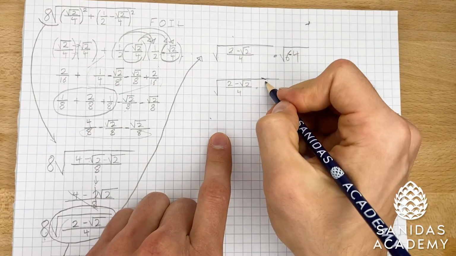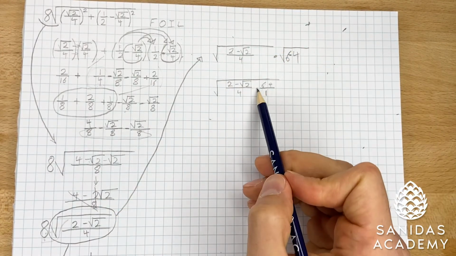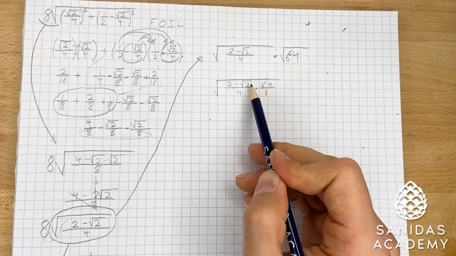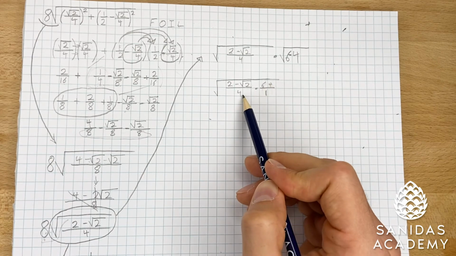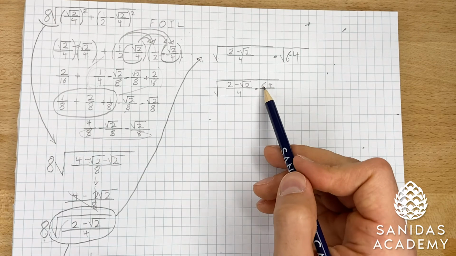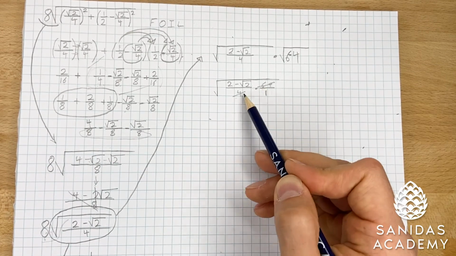So 64 as a fraction is 64 over 1. Great. Now that we have it this way, we know that we can multiply this across, right? All we have to do is multiply numerators and multiply denominators. But before we do that, we know that we can simplify. So 64 and 4 can be simplified here. We can divide both of them by 4.